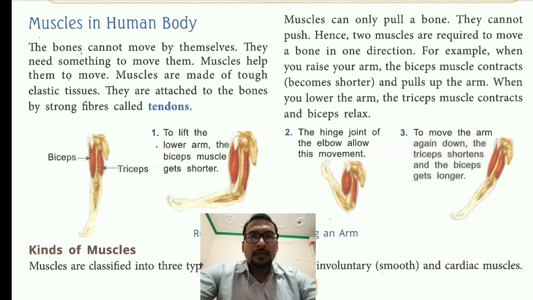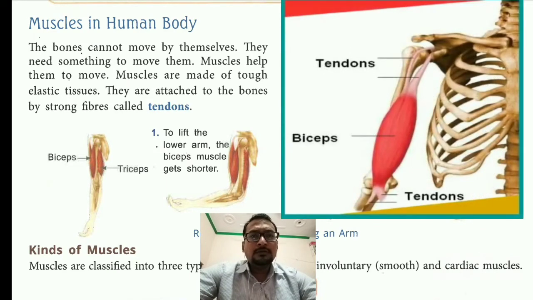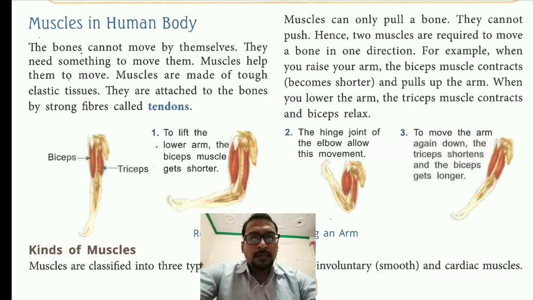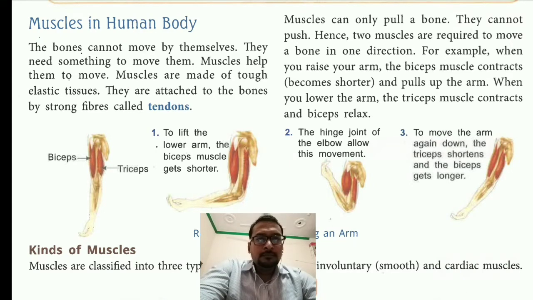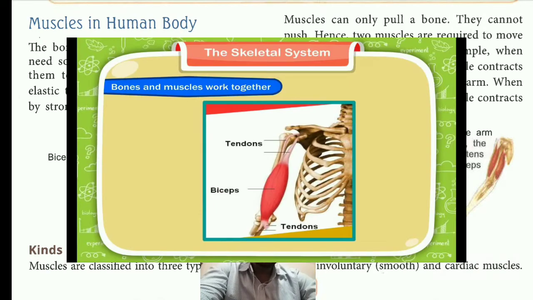Now let's study muscles in human body. The bones cannot move by themselves, and the muscles are attached by strong fibers called tendons. So here you have something which you should understand, how muscles are used and helping us to lift things and do our daily work. Now let's study how the muscles work together.